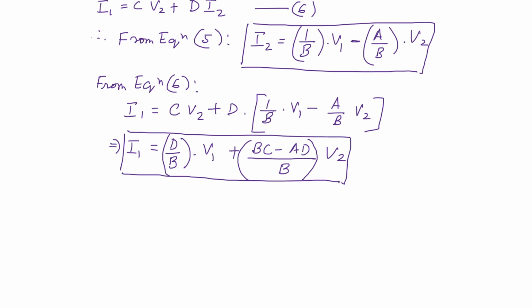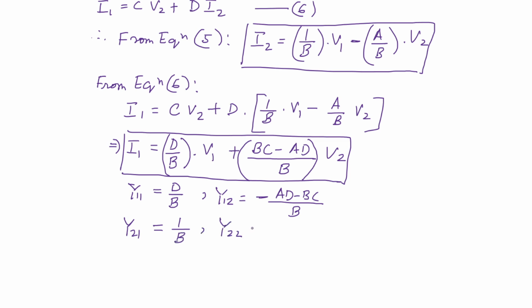Now if you compare this, Y11 must be D by B, Y12 must be minus (AD minus BC) by B, Y21 should be 1 by B, Y22 must be minus A by B. So this is the representation of Y parameter in terms of transmission parameter.